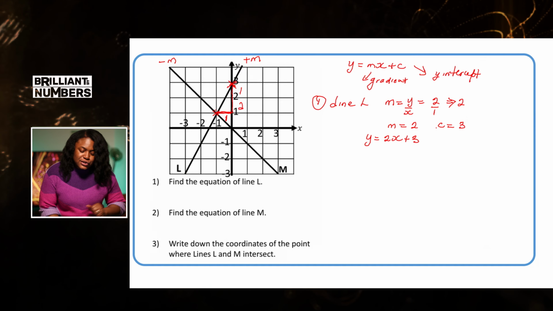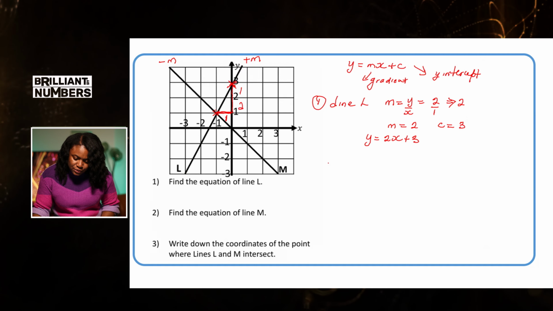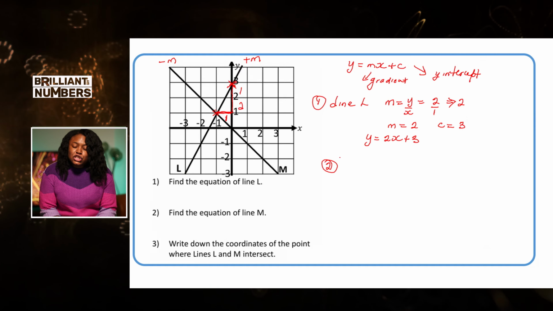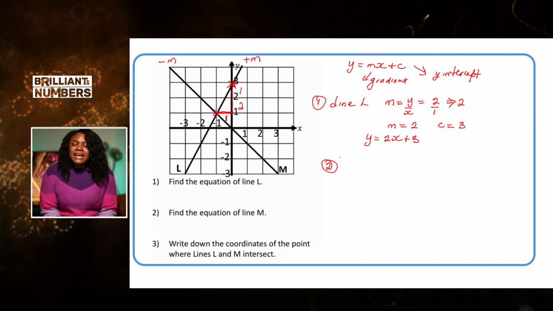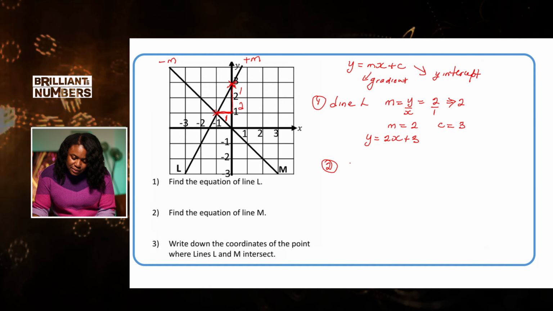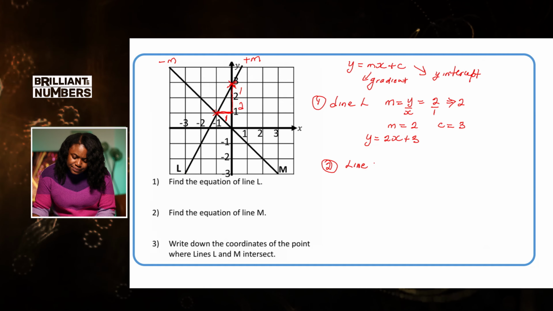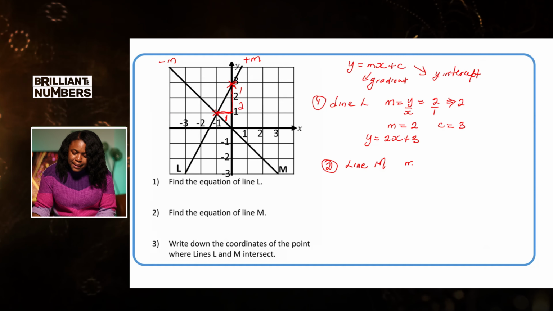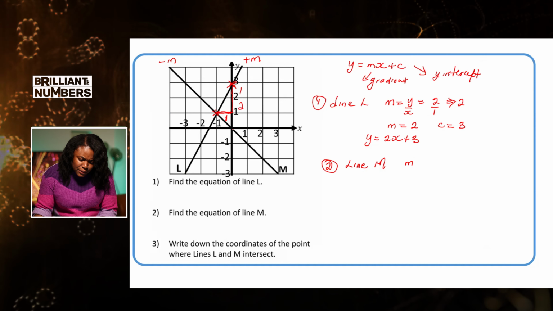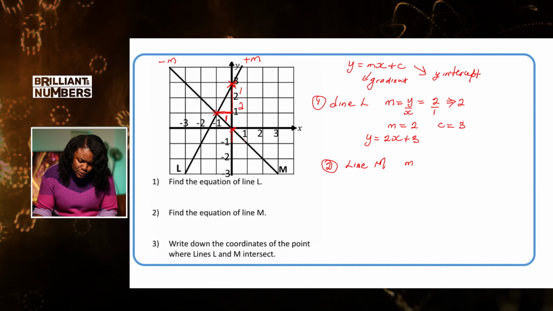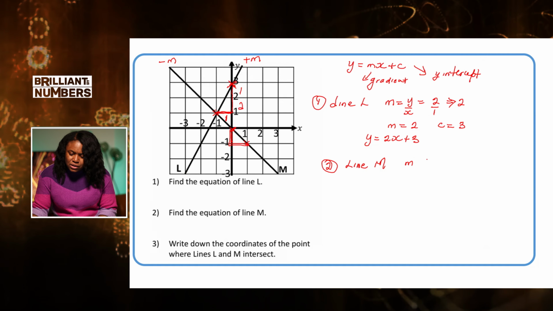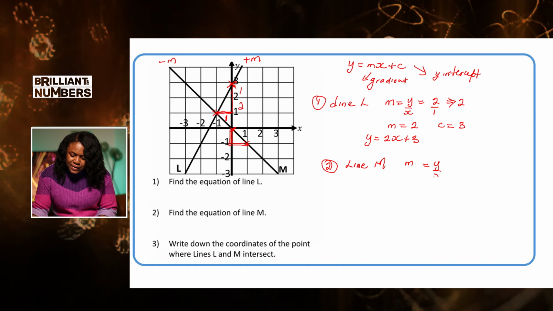Beautiful. Now we're going to go on to the second question, which asks us to do the same, find the equation of the line M. Just a reminder, M will have a negative gradient. So we need to find what is the gradient. So line M. Going to get the gradient, which is M. So again, I'm going to make a perfect right angle triangle. So I'm going to use the point here and also the one here, and then I'm going to write y over x. So that will be equal to y divided by x.